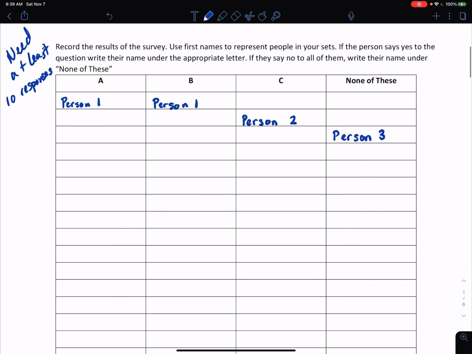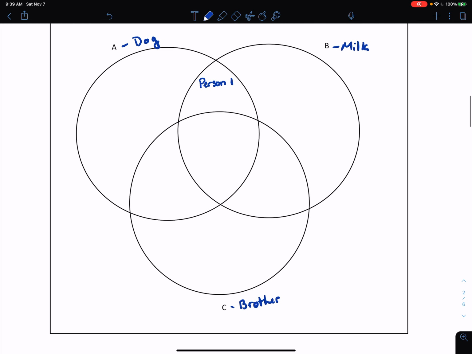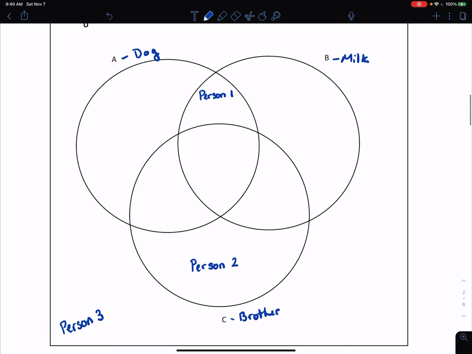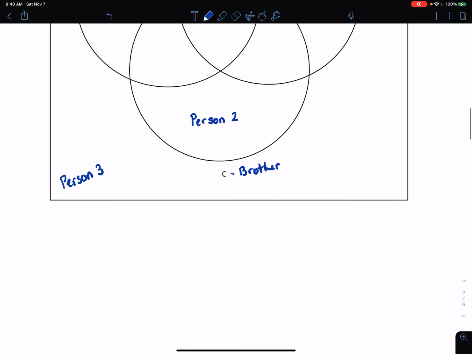Person 2 said yes to C only. So if I look at the C, I want someone who said yes to C only, so I would put their name in there. And then person 3 said no to everything, so I still need to record it, but they're not in any of those circles. They're just in that rectangle that represents our universal set. Then you'll continue with that with all 10 of your responses.